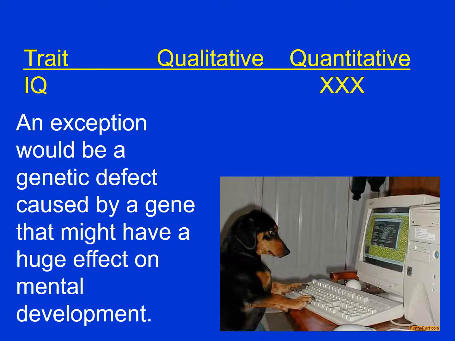An exception might be a genetic defect that may have a huge negative effect on mental development. And in that case, one genetic defect has a huge effect. The animal is abnormal, and that'd be in a category by itself. And you could say that particular condition could be classified as a qualitative effect.